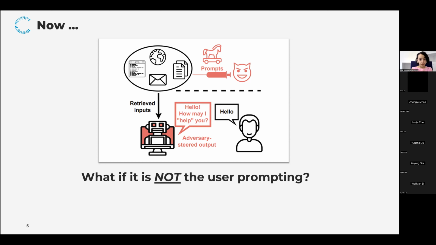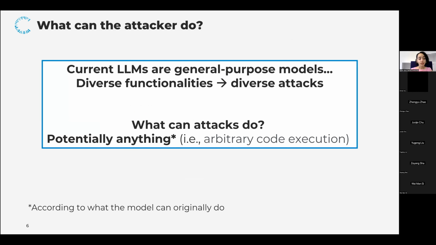So once we establish that it's possible to feed instructions indirectly to the model, we then ask the next question: what can the attacker practically do? For that, we need to remember that current LLMs are general purpose models. They are not trained to do a specific task. They are not, for example, a sentiment analysis classifier or an image classification model. No, they have very diverse capabilities and functionalities.